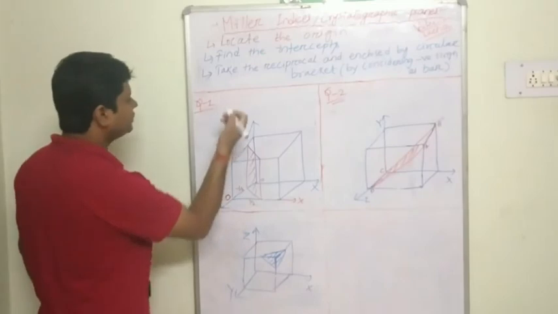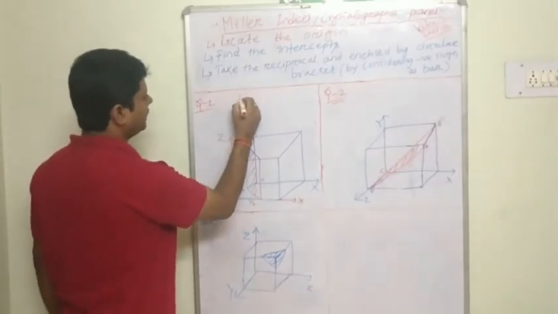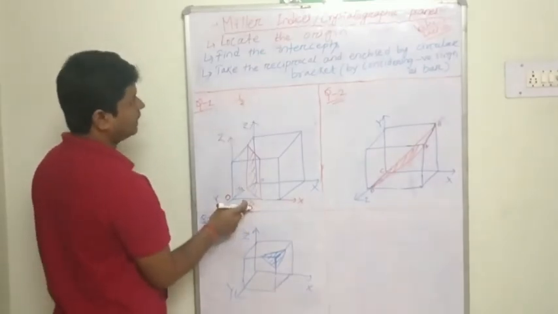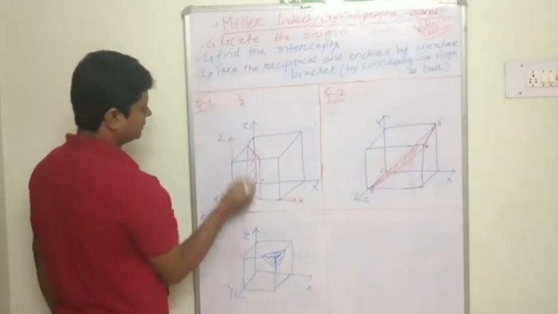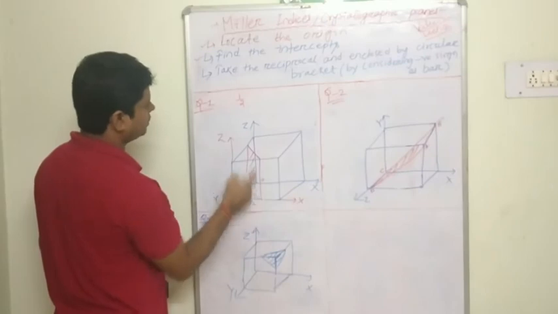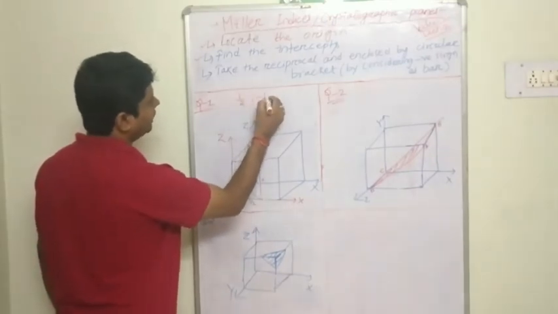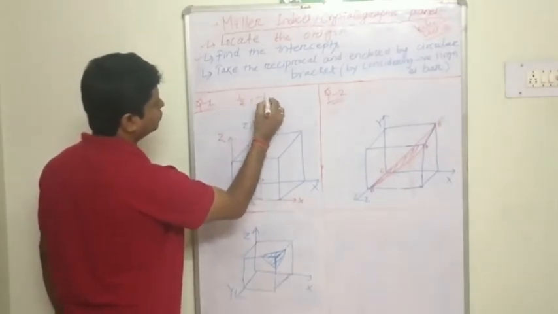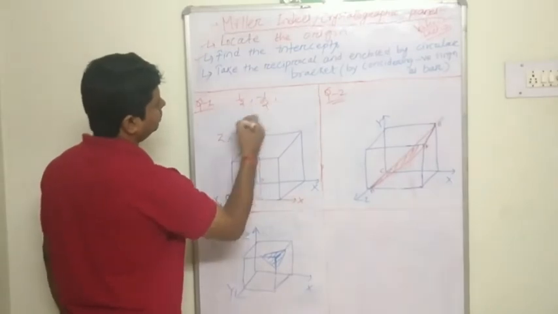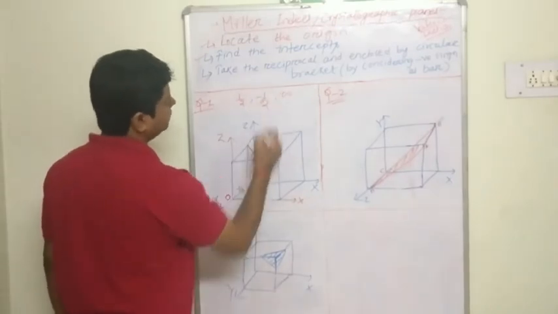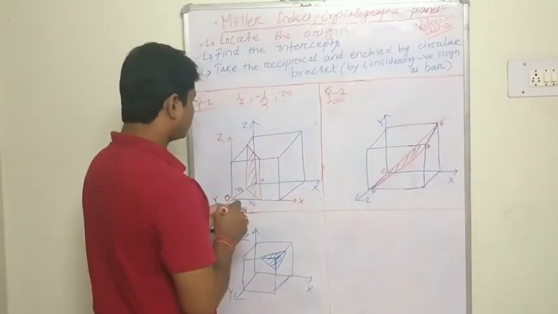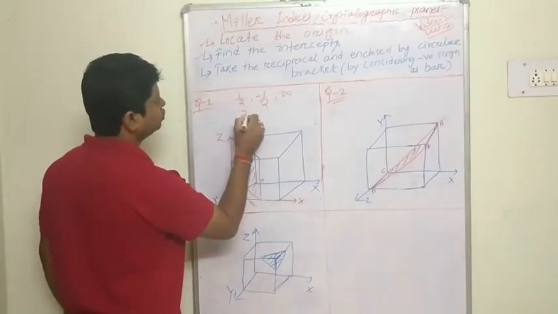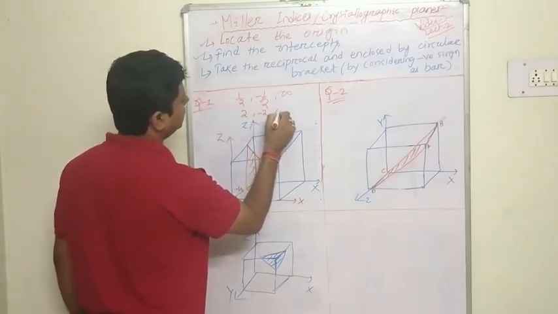So the corresponding intercepts are 1 by 2 along x. Looking at the origin we have been considering, find the intercepts. Along x it is cut at 1 by 2, along y it will be minus 1 by 2, and along z it will be infinite. Now we have to take the reciprocal. If we consider the reciprocal, it will be 2, minus 2 and 0.